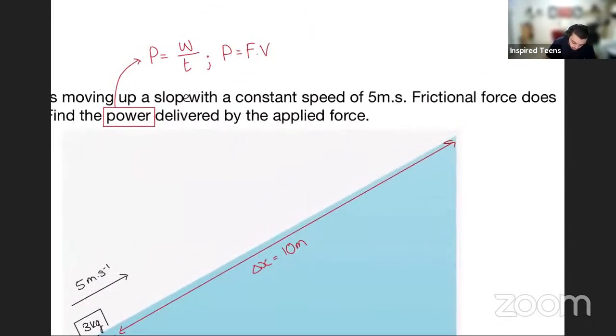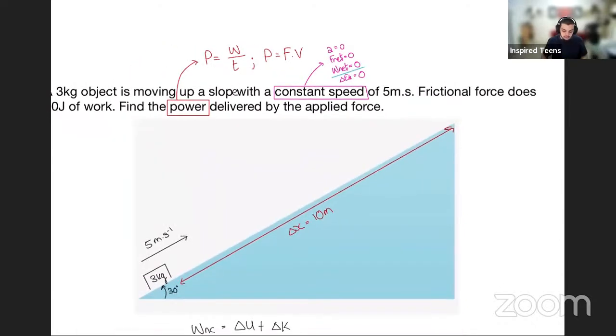Remember, for constant speed there were four things we should note. Acceleration is 0, F net is 0. But more importantly for this section, W net is 0, and delta EK would also be 0. So there is definitely a way to solve this question using W net, and we'll do it afterwards for those of you who want.